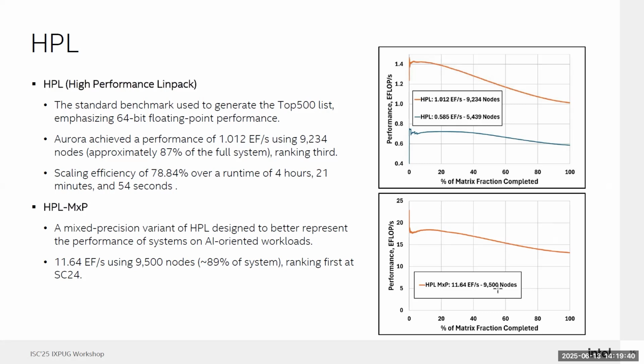For HPL, as you are probably aware, Aurora was able to achieve just a bit over 1 exaflop, and that put it at number 3 now on the Top500. Scaling efficiency over time is 78, almost 79%. For HPL-MxP, the scaling was better, at 9,500 nodes at 89%.